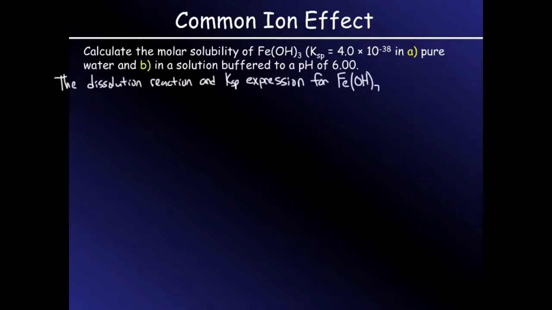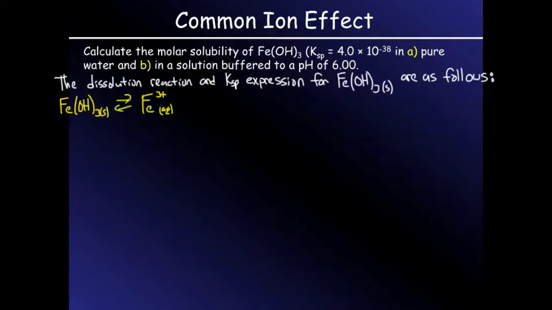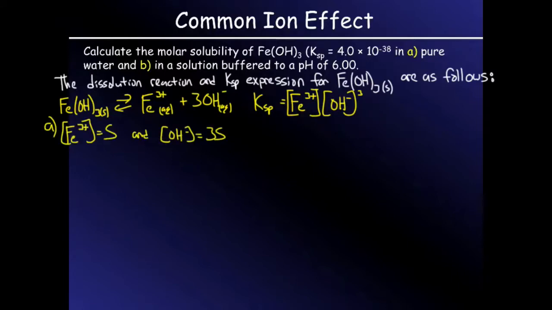So let's write the dissolution reaction, or the KSP reaction, for iron 3 hydroxide. Iron 3 hydroxide solid will form iron 3 ion and 3 hydroxide ions. The KSP expression then will simply be equal to iron concentration multiplied by hydroxide concentration cubed. We know that the iron concentration in pure water will be equal to the molar solubility, and in pure water the hydroxide concentration will be equal to 3 times the molar solubility.